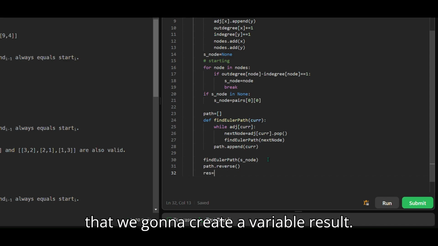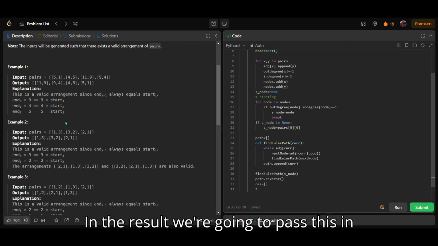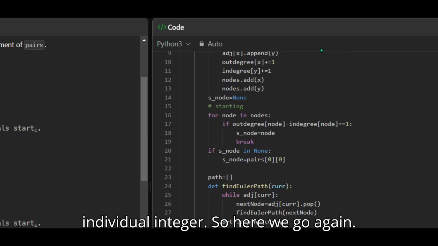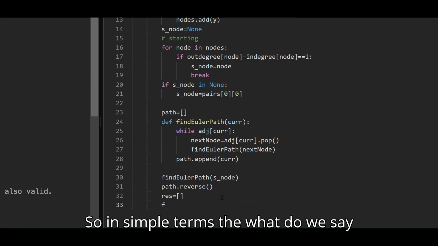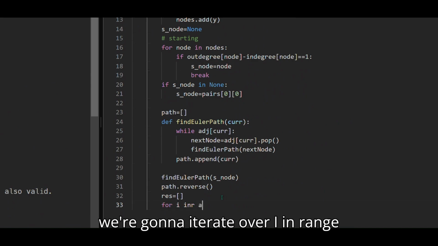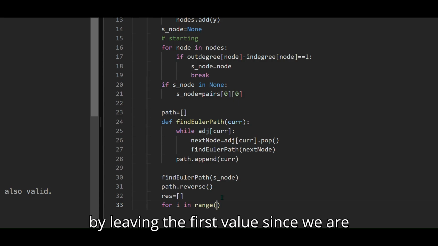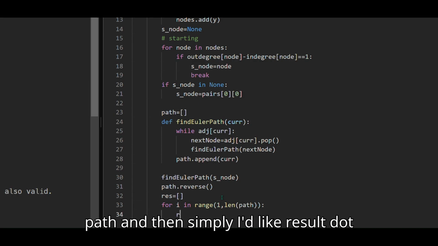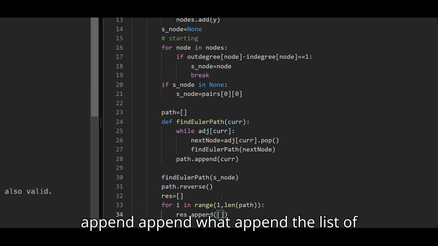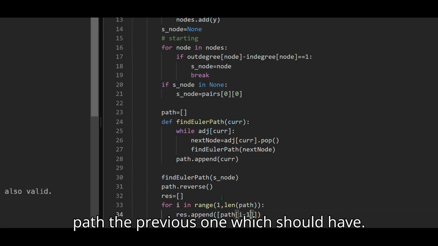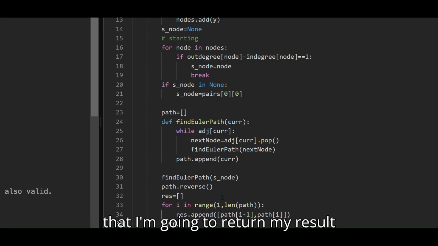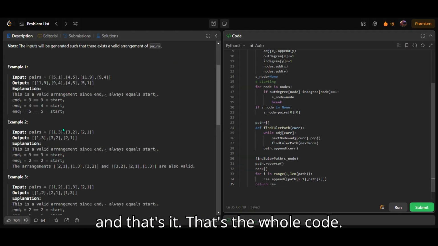Once we've done that, we're gonna create a variable result. In the result, we're going to pass pairs in the list of pairs instead of individual integers. So here we go again. In simple terms, we're gonna iterate over i in range, leaving the first value, since we are going to include it by using i minus 1 of path, and then simply result dot append. Append the list of the path's previous one and the current one at that place. Then after that I'm going to return my result, and that's it. That's the whole code.